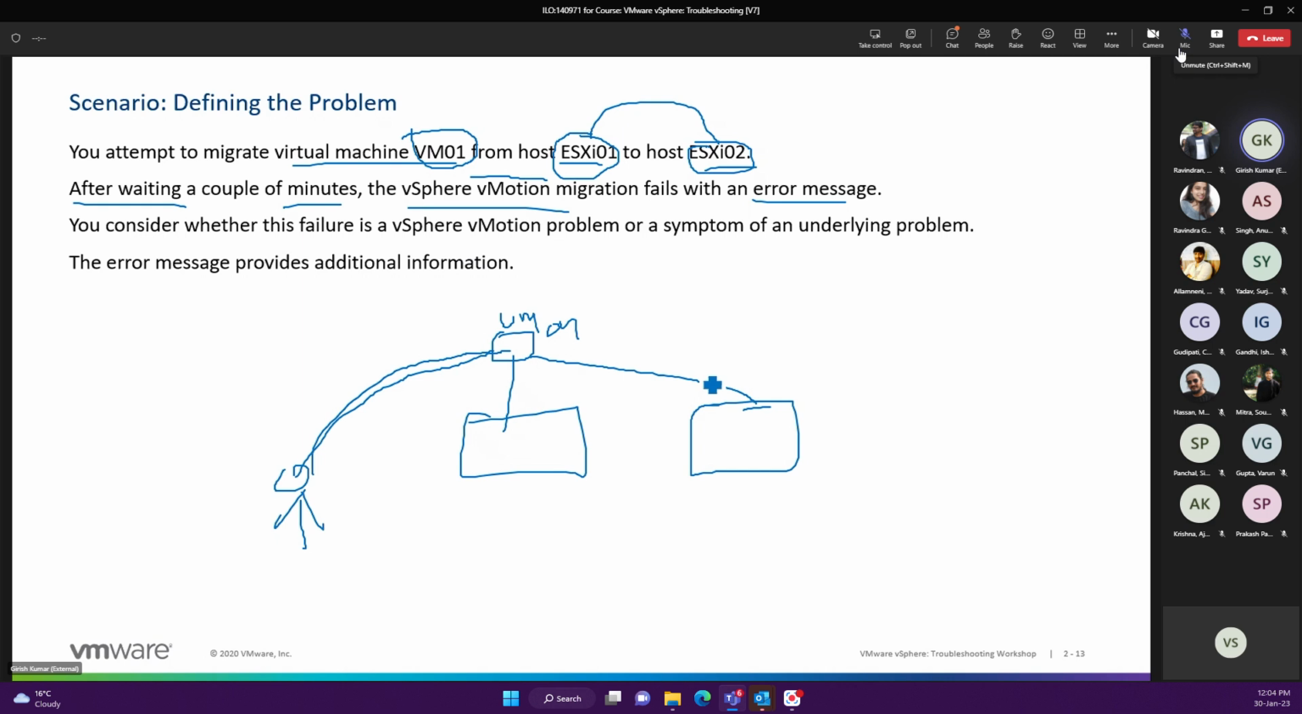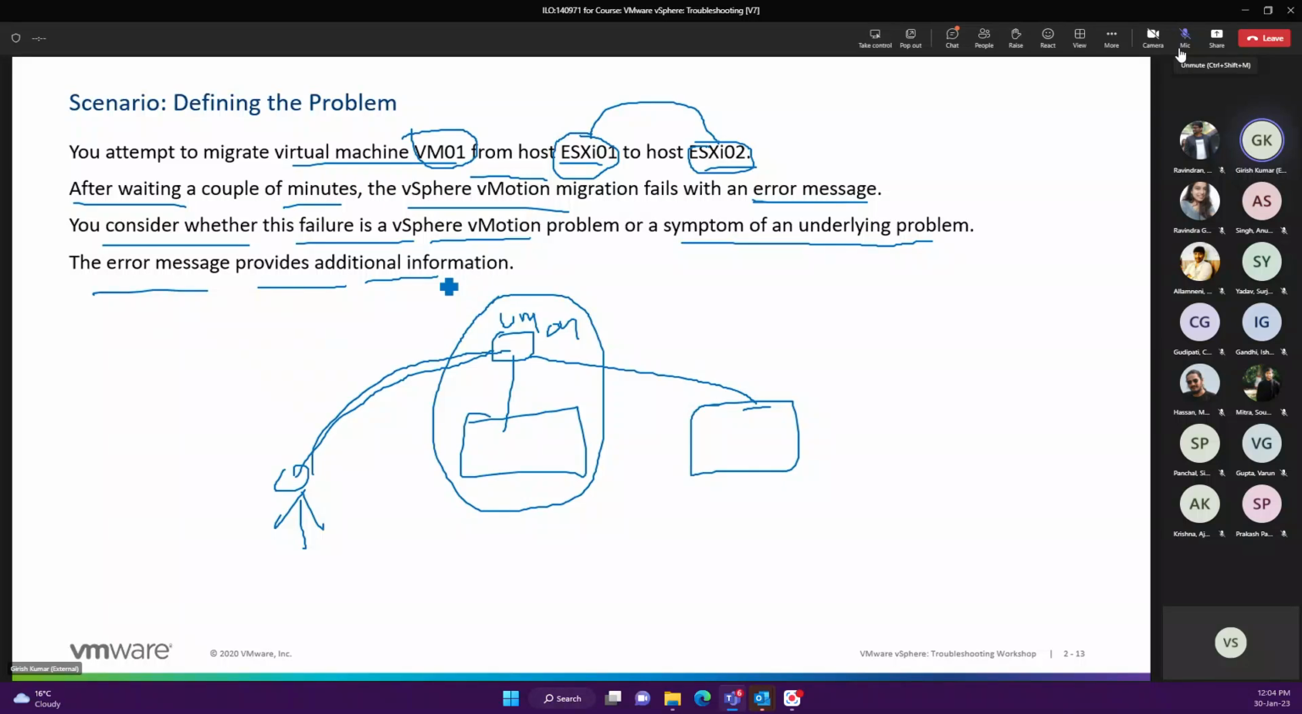So it starts initially, but after a couple of seconds to minutes, it fails. The vMotion does not happen successfully, the VM still remains on the same host, and it also produces an error that the vMotion failed. You consider whether the failure is a vSphere vMotion problem or a symptom of an underlying problem. The error message provides some clue. Whatever error message gets triggered, try to read it. Once you start reading, you might get some clue.